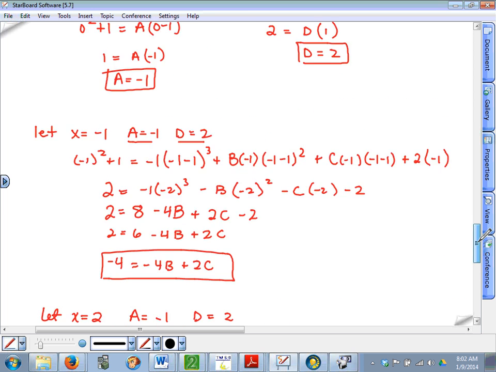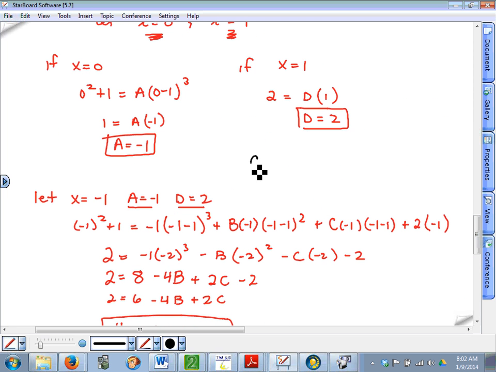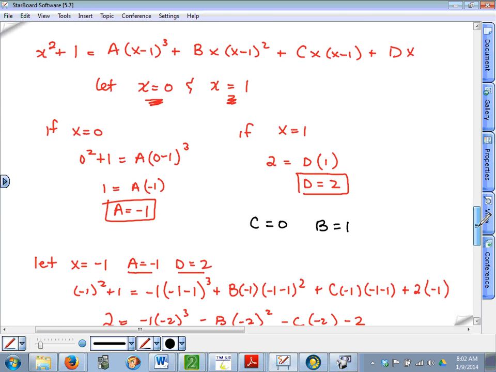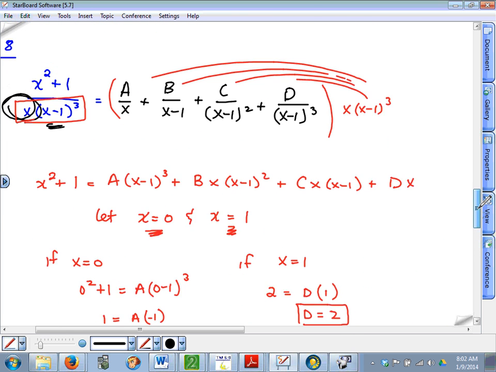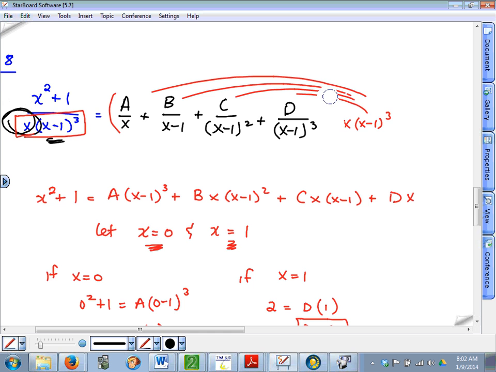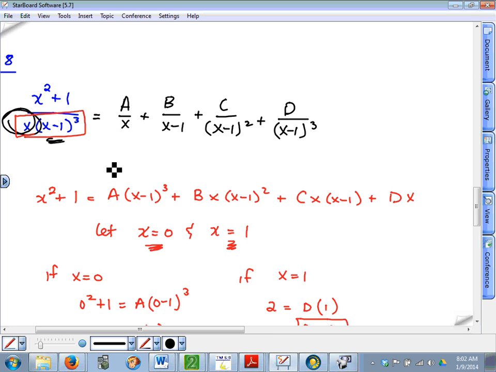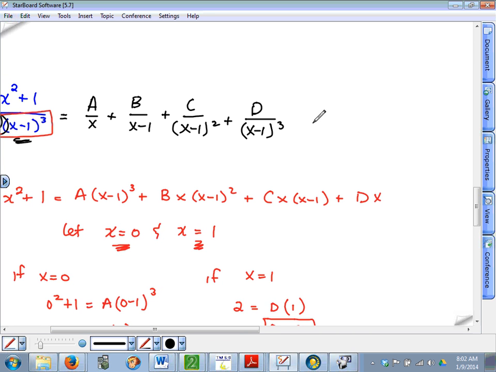So we have all four. We have A equals -1, D equals 2, C equals 0, and we have B equals 1. So we got to go all the way back to the form of the partial fraction, which was way up here. We knew that this was what the partial fractions were going to look like. We just didn't know the values of A, B, C, and D. Now we do. So the partial fractions are -1 over x plus 1 over x minus 1.